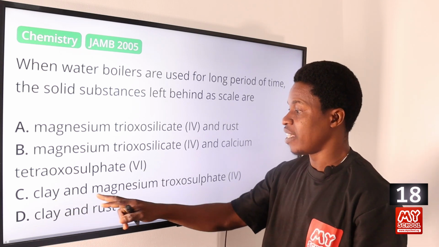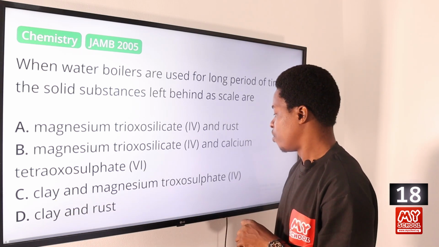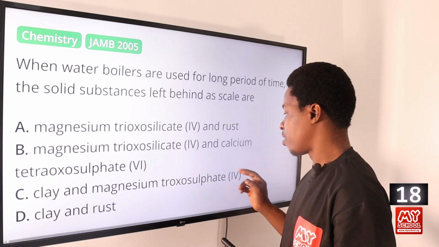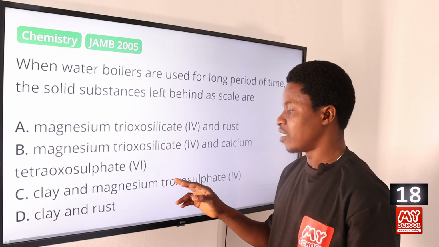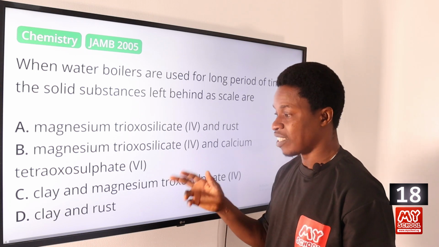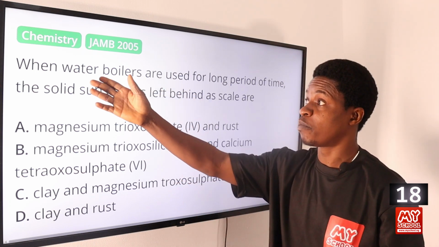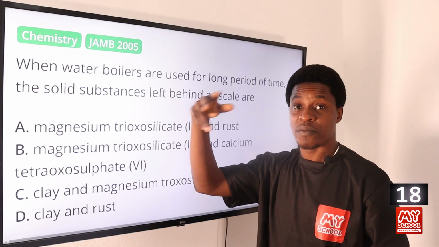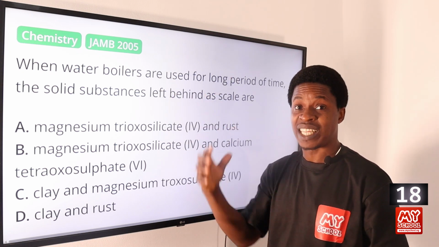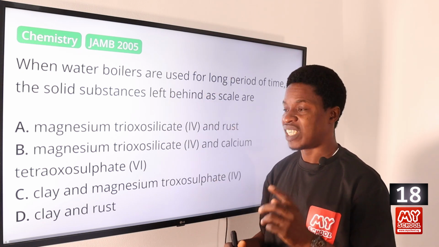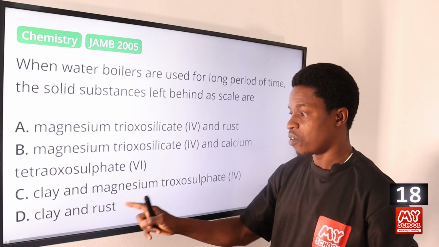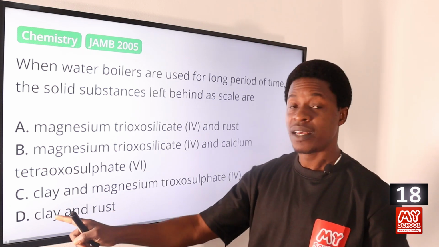Option C says clay and magnesium tetraoxosulphate(VI). Of course, we are seeing tetraoxosulphate(VI) again coming in there. This is a result of permanent hardness, and boiling the water will not make it precipitate as an insoluble solid. Clay and rust: rust is fine, but clay is not.